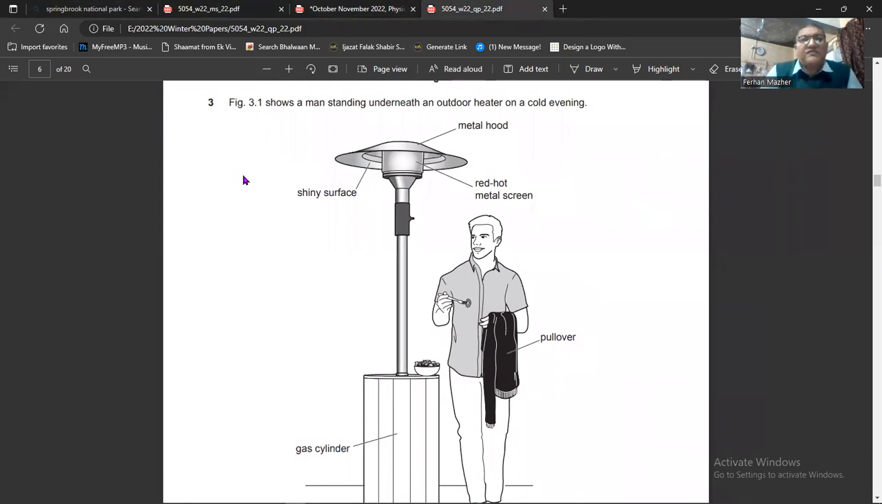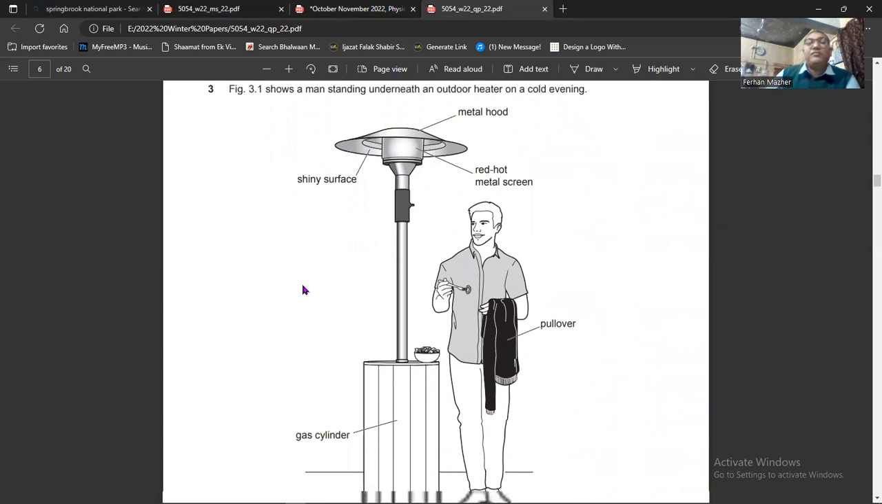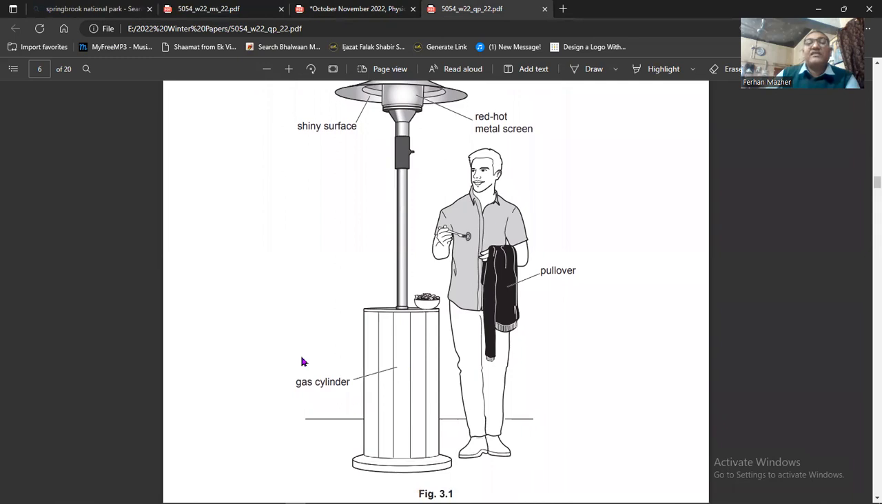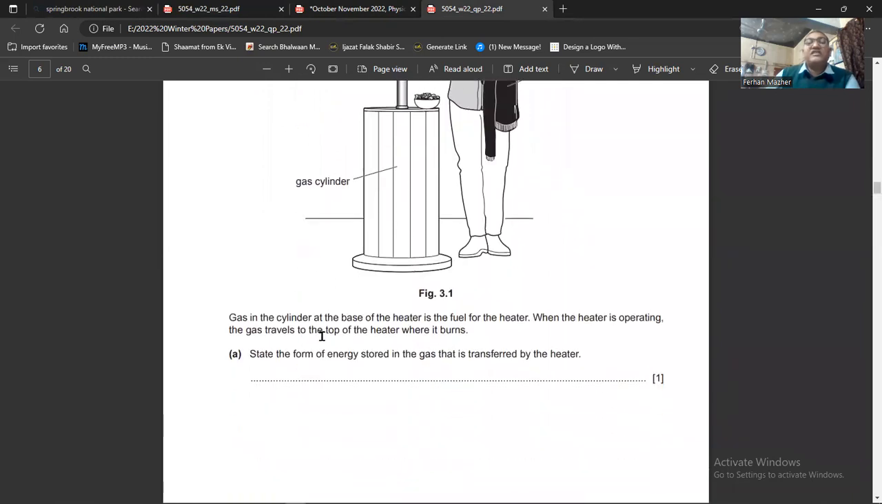Figure 3.1, this is question number 3. Figure 3.1 shows a man standing underneath an outdoor heater on a cold evening. So here we have a metal hood, and this is a shiny surface, the red hot metal screen. The man is standing under this heater. He has this black colored pullover, and this is the gas cylinder here. Gas in the cylinder at the base of the heater is the fuel for the heater.